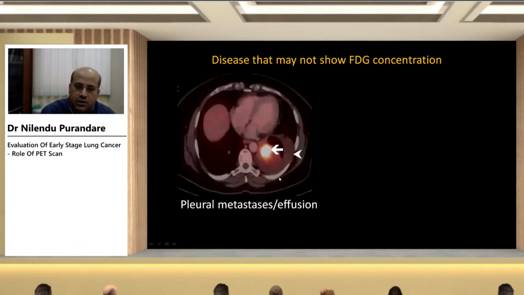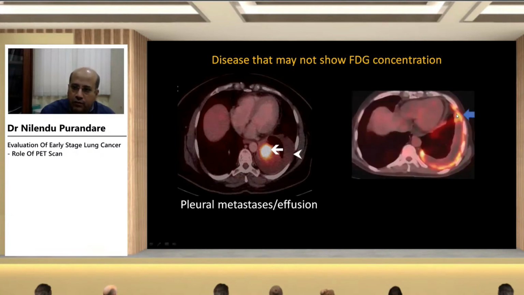Pleural effusions also may not show FDG uptake. So this is an FDG-avid lung cancer and this is a pleural effusion. If it does not show uptake, that doesn't mean that the effusion is not malignant. Occasionally it can show pleural uptake like this, which tells us that the effusion is malignant.